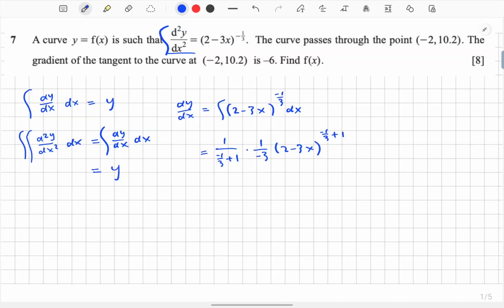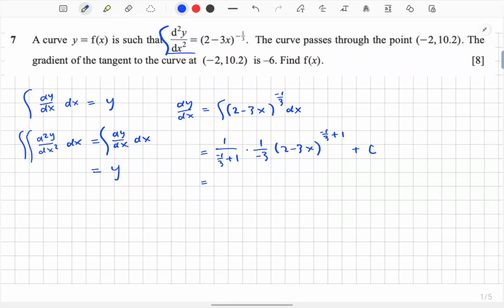And the most important thing in integration is that we plus c, we plus a constant, because in differentiation, the constant will be changed to 0. We don't know if there is a constant that has been differentiated to 0. So we're plussing a c just in case.